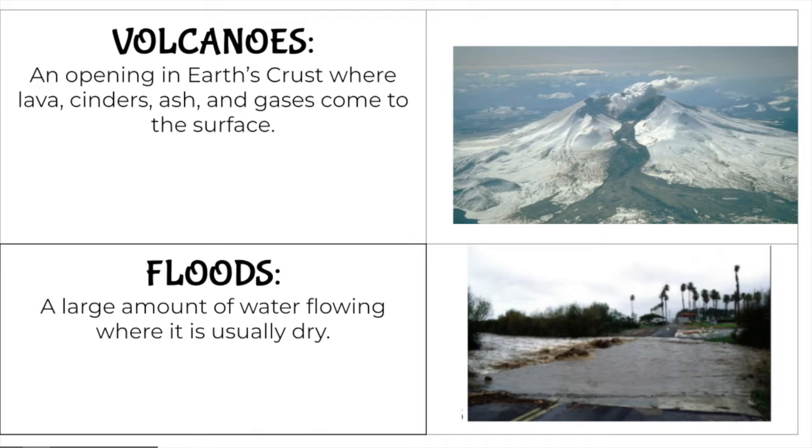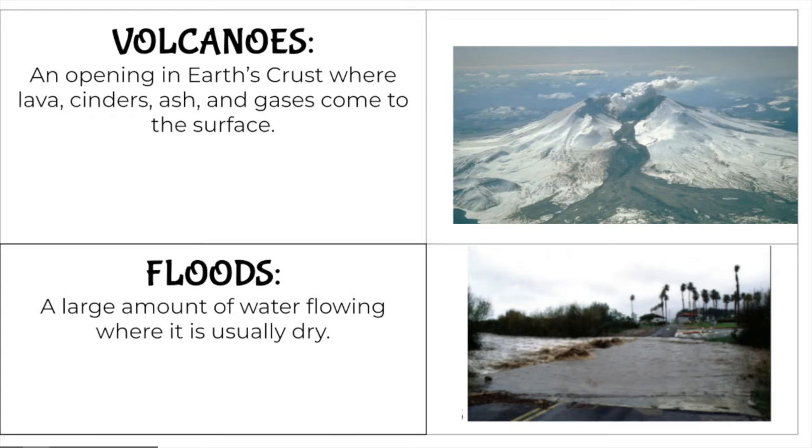A volcano is an opening in the Earth's crust where lava, ash, cinders, and gases erupt to the surface. The lava that erupts to the surface can destroy the different area around it, and it can also make another layer of rock on the volcano.